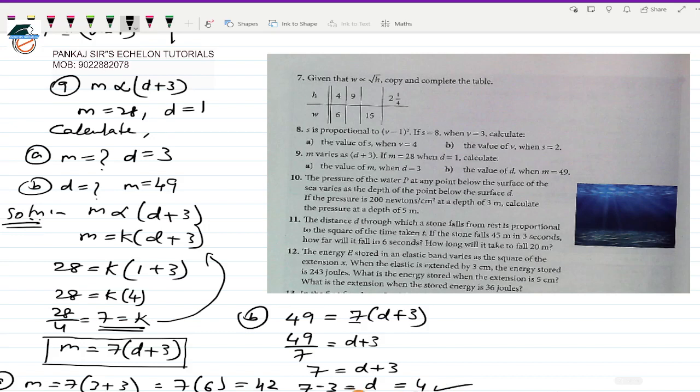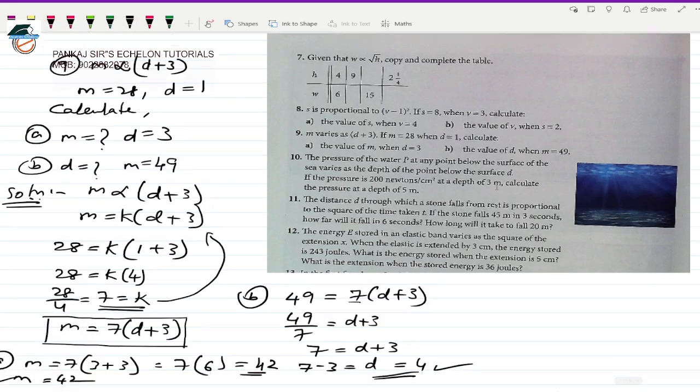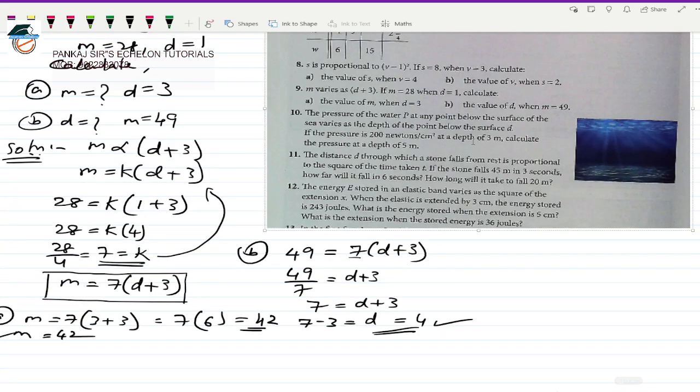So let us just verify the answer at the back. For question number 9, the answer for A is 42, which is correct. And for B, the answer is 4, which is again correct. So again, we are done with question number 9.